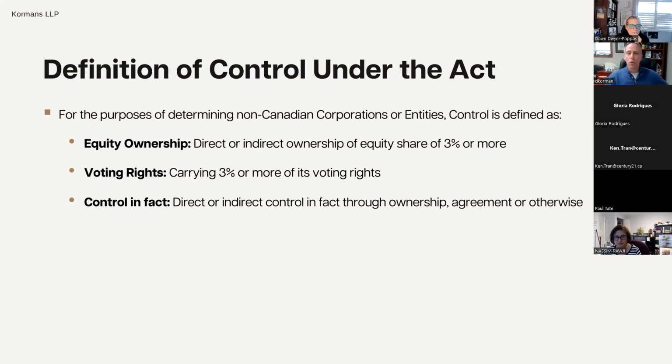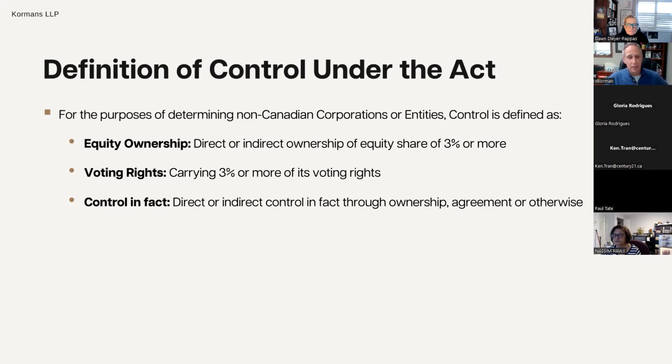Who controls those corporations? If there's direct or indirect ownership of equity of 3% or more by a non-Canadian, then that corporation is considered to be non-Canadian too. Or if 3% or more of the voting rights are held by someone otherwise considered to be a non-Canadian, then the corporation is considered to be non-Canadian as well.